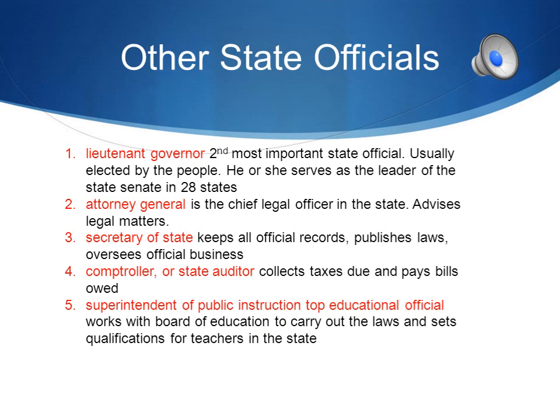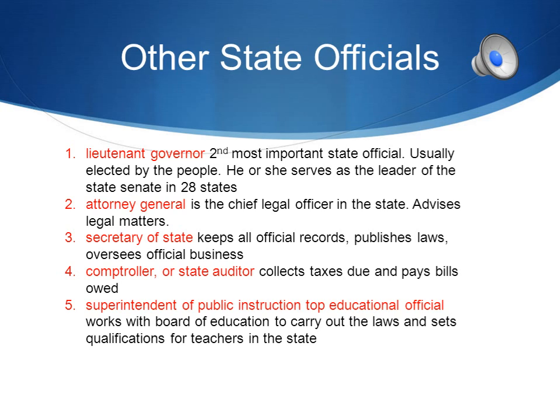So there are other state officials that you need to be somewhat familiar with. There's the lieutenant governor, who is the second most important state official. They are usually, in most states, elected by the people. So that's like a vice president, but it's called the lieutenant governor. Then there's the attorney general, who is the chief legal officer in the state. They advise regarding legal matters and help us understand more what the law is. So the attorney general has a very important role.